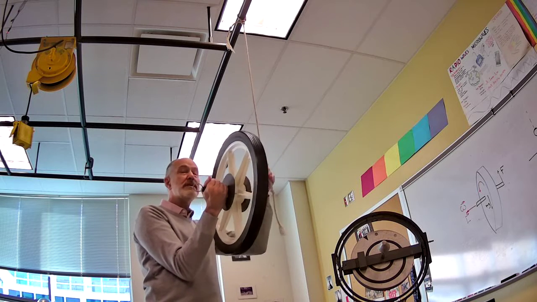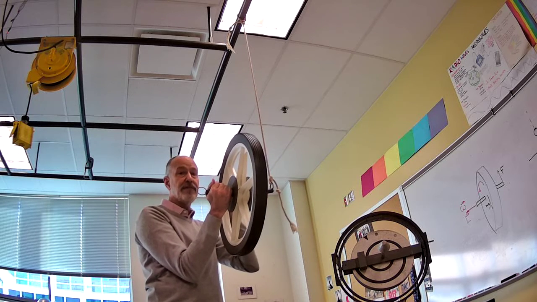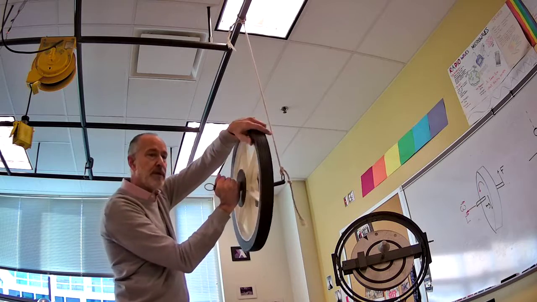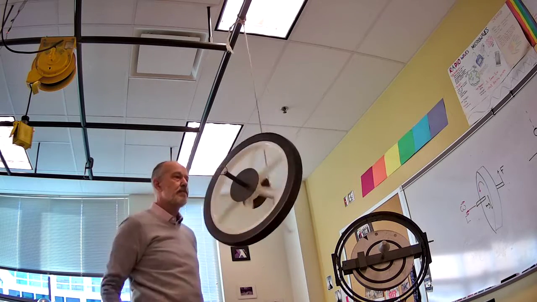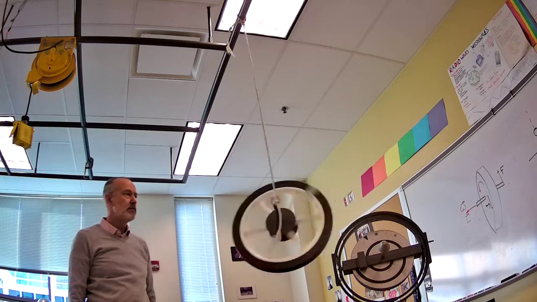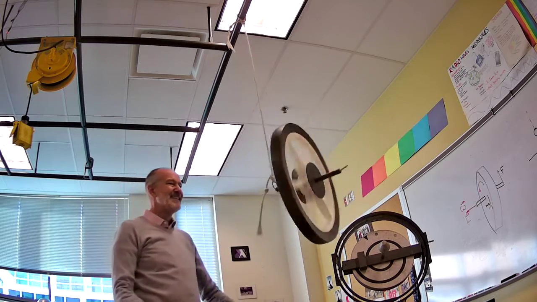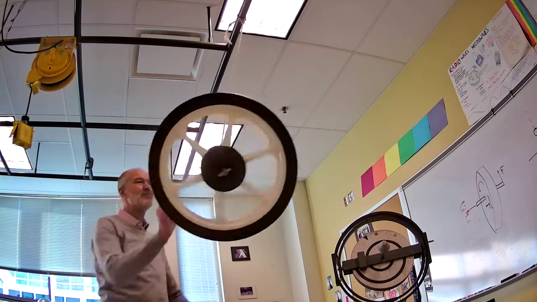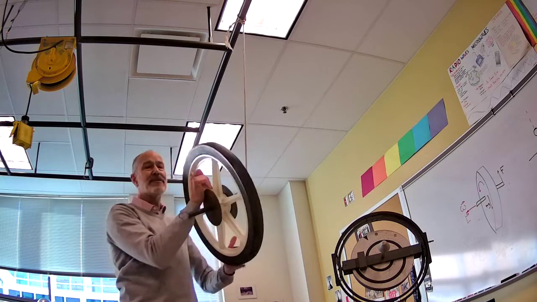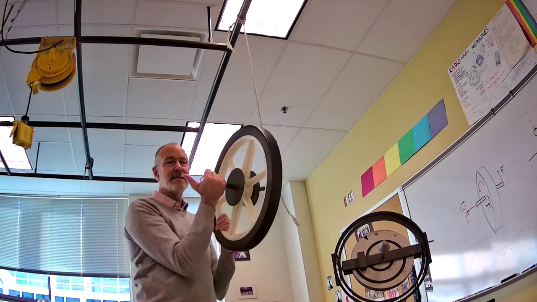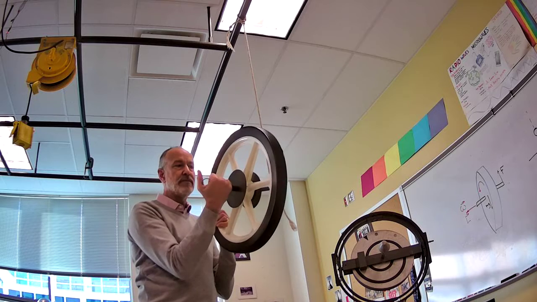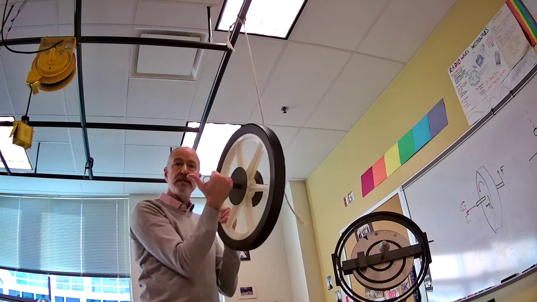The problem is there is a net torque, and I'll show you how that affects the direction of the angular momentum. Here we go. Wow. Whoa! And it should be just rotating around. So what happened when I give it a big angular velocity and the angular momentum is in this direction? It would stay in that direction.